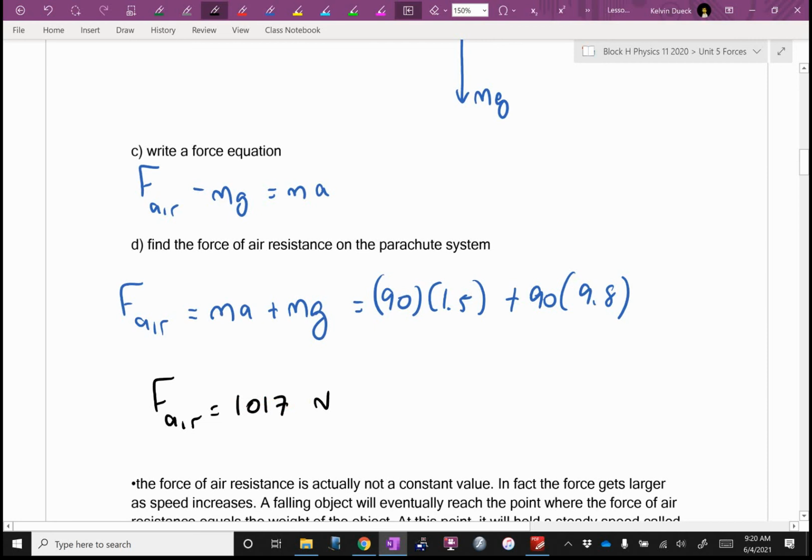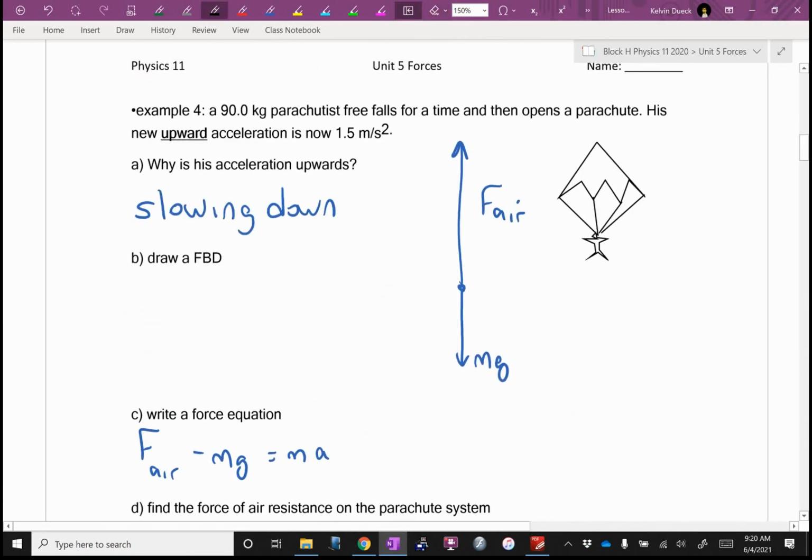And then I wrote here, the force of air resistance is actually not a constant value. As you speed up, it gets bigger. As you slow down, it gets smaller. Are we speeding up or slowing down here? So what's going to happen to air resistance as I slow down? It's going to get smaller and smaller, and eventually it'll be the same size as mg. If it's the same size, what would my acceleration be? But hopefully my new velocity, which I haven't bothered trying to crunch, would be small enough that when I land on the ground, I'm okay.